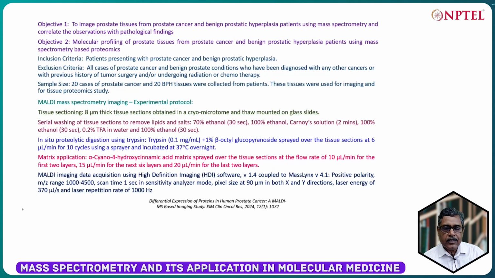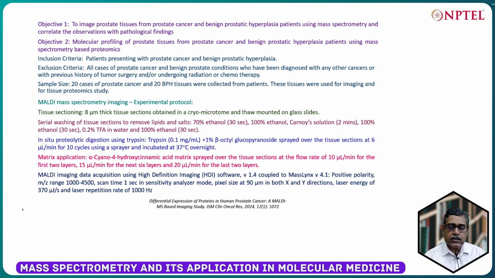Hello, in the last class I introduced you to different diagnostic techniques that are presently used across the globe to detect prostate cancer. I mentioned four methods, and then we will come to our topic of discussion, that is imaging of prostate tissues using a mass spectrometry platform.